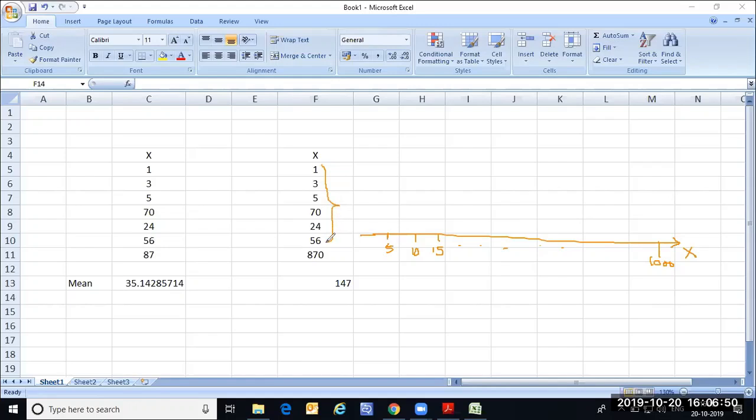All the remaining values would lie somewhere here. The 870 would be somewhere here. That means there is a definite scaling difference between the other group of values and the extreme value that we are considering. And that's why we are calling that an extreme value or outlier, right? If you have extreme values or outliers in your data, your mean tends to get influenced.